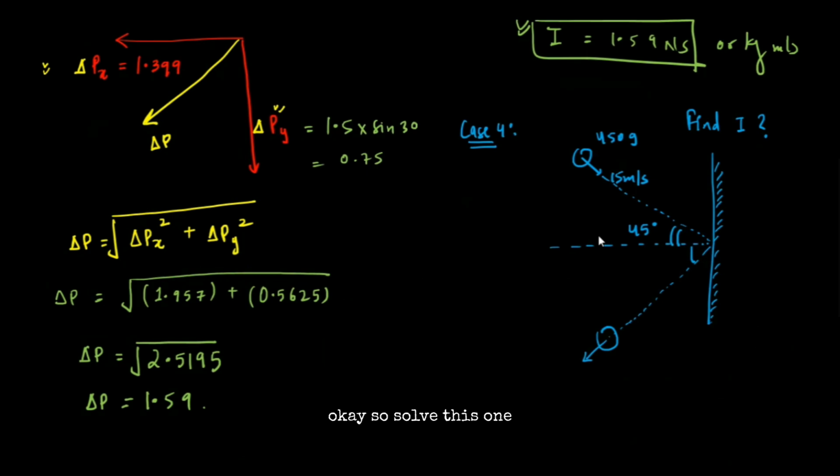Okay, so solve this one. Again, this is a vector quantity, so this is a great application of vectors. We're going to revise here once again. Initially the object was moving in this direction, so we can say that the momentum must be in this direction. This momentum must have two components. One component should be drawn this way, downwards. Another component should be drawn this way, towards right.